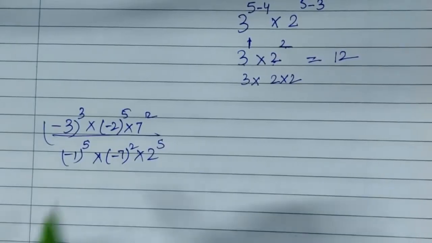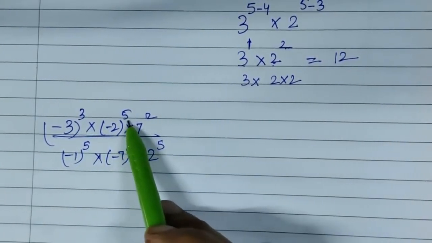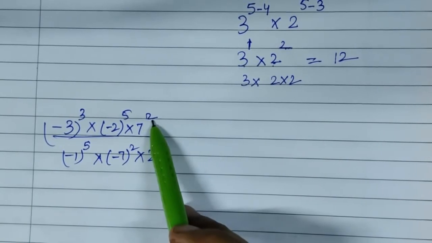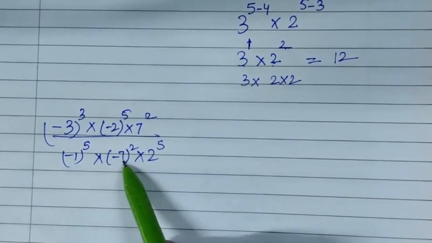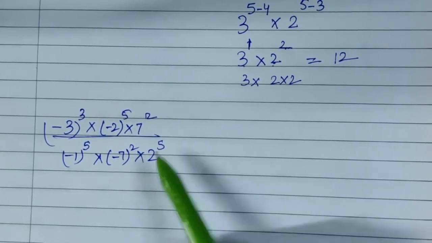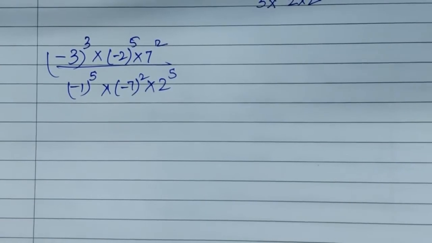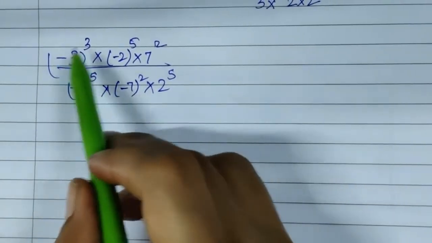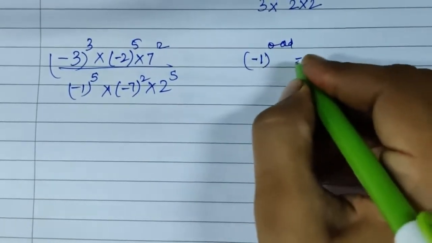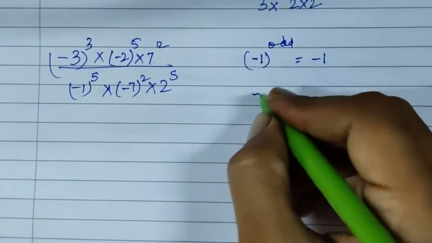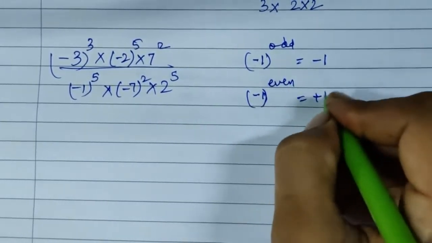Next is minus 3 raised to power 3 into minus 2 raised to power 5 into 7 raised to power 2 upon minus 1 raised to power 5 into minus 7 raised to power 2 into 2 raised to power 5. One thing always keep in mind, if negative power is odd, we get minus 1. If negative power is even, we get plus 1.